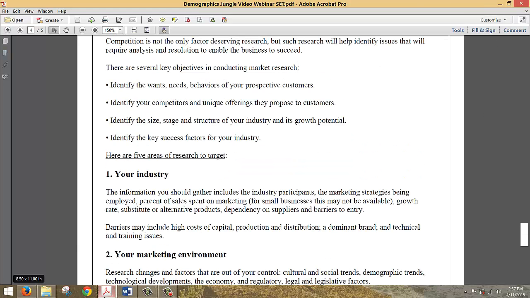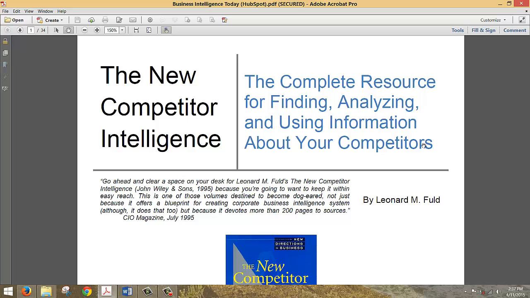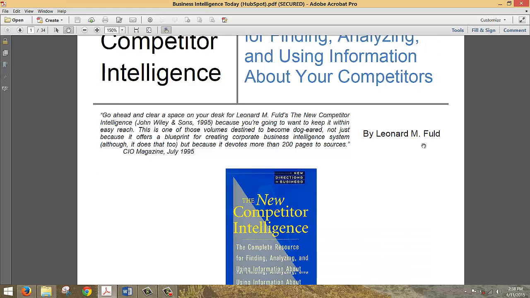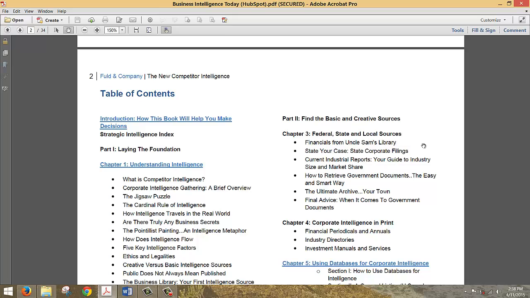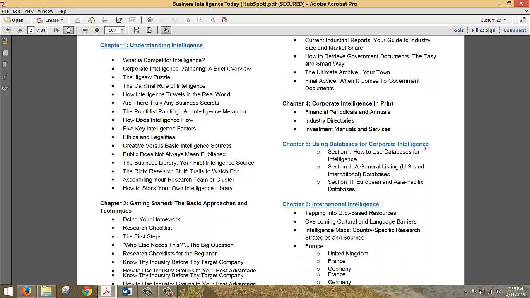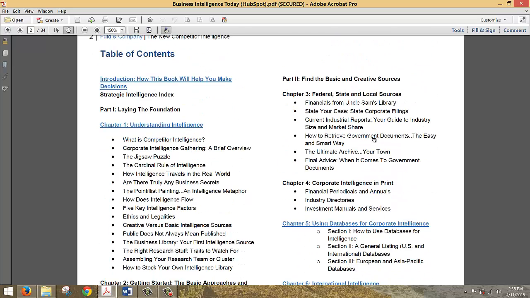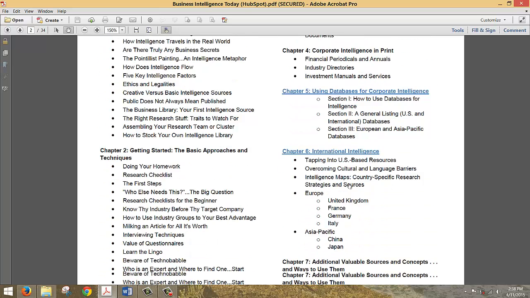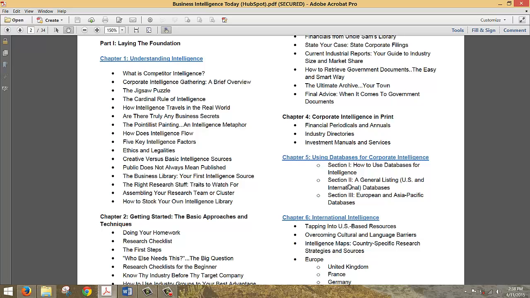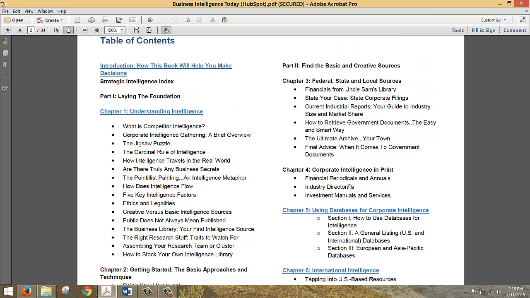We included one more document in this set, which is a copy written by the Flood Company, called New Competitor Intelligence. This is copyrighted, so I can't really show it to you, but it is about finding, analyzing, and using information. If you're serious about doing this, this book has been out for a while. I'll just show you the table of contents. Understanding intelligence, as you can see, basic approaches and techniques to gathering business intelligence. You look at the government sources, the corporate intelligence that's already in print, databases for corporate intelligence, international intelligence. This is largely for big corporations, but we can use some of their principles to do this somewhat locally.